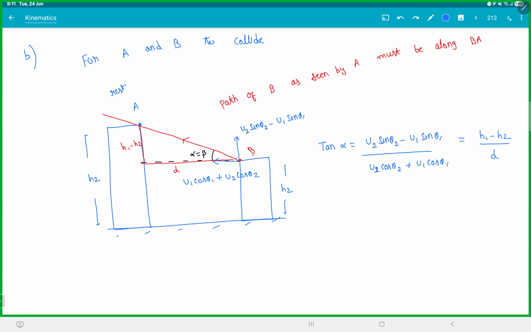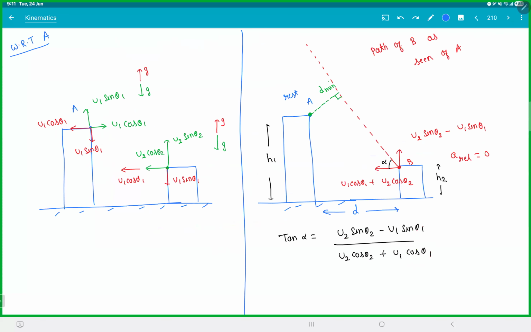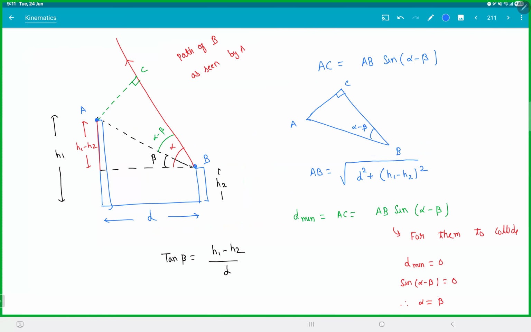Other steps clear, everyone? Any doubts on this? Could you explain why alpha is equal to beta once again? What is alpha here? Alpha is the angle made by the path. What is beta? The angle between A and B. And if you're saying that the path should be along AB, it means alpha and beta are equal. I just proved that, right? Clear?